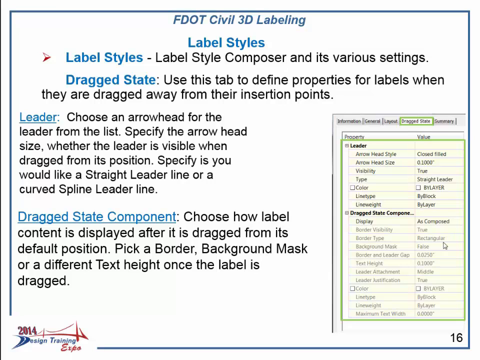This is where you choose how a label content is displayed after it is dragged from its default position. After the label is dragged from its default position, you can have a border or a background mask or different text height appear once the label is dragged.